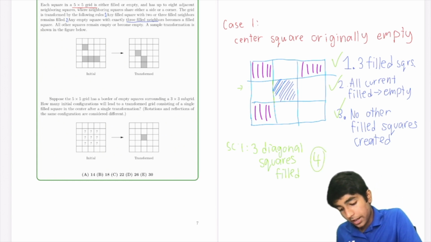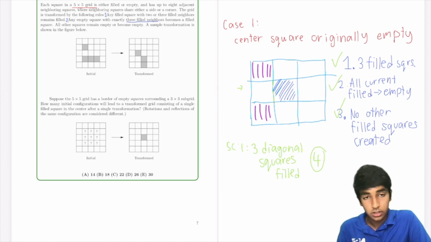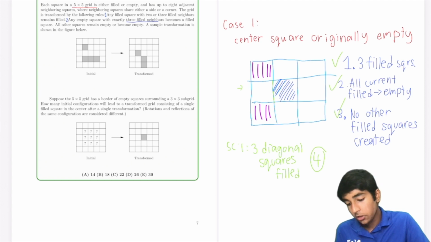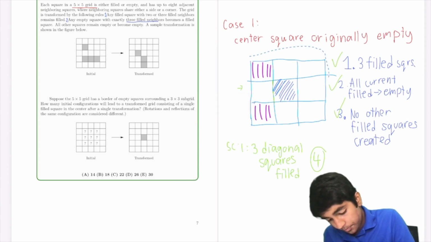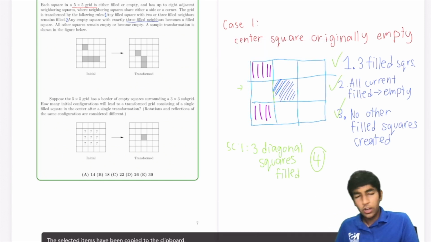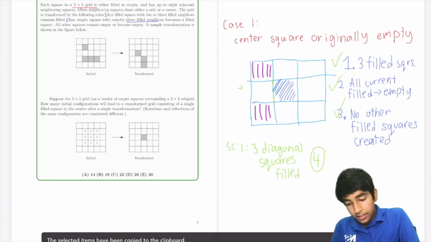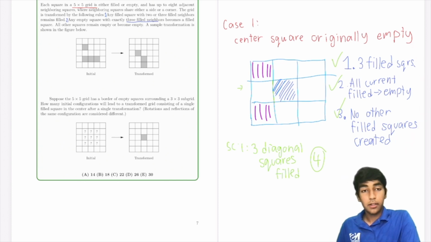Now, let's take another case. What if only 2 of the diagonals are filled? Two diagonals are filled, which means there must be one edge square, kind of, right? And let's just copy this really quickly. And again, we're going to check the same three conditions. Now, you could just do casework without this, but these conditions over here help us stay organized and make sure we're not making any mistakes.